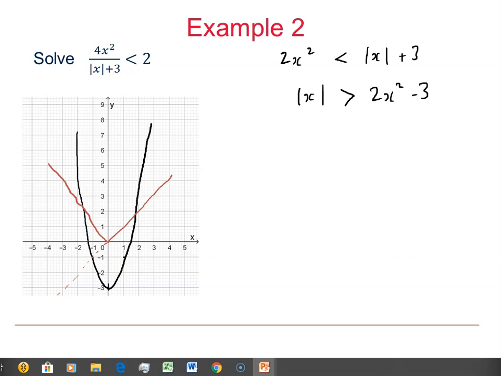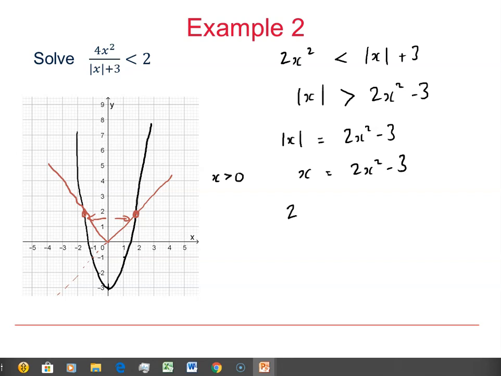Now we want when mod x is greater than 2x squared minus 3, so we need to know when the red line is above the black, so it's between these two values that we need to find. So the first thing we need to do is to find the critical values when mod x is equal to 2x squared minus 3. And we can say, well, when x is greater than 0, we have x is equal to 2x squared minus 3.